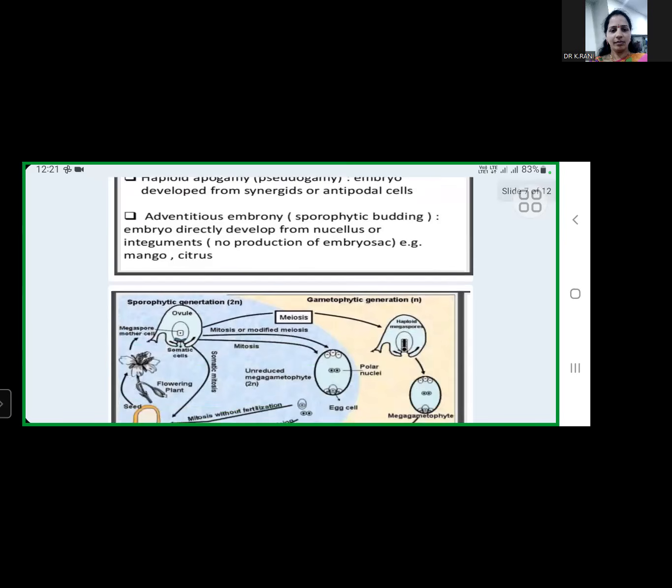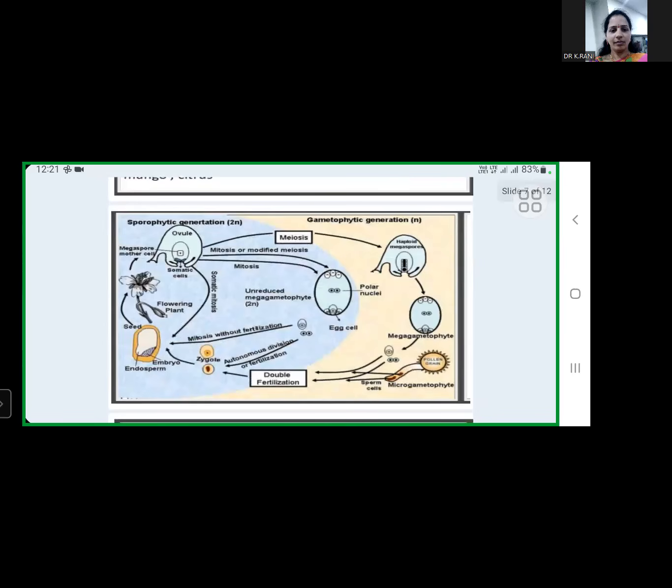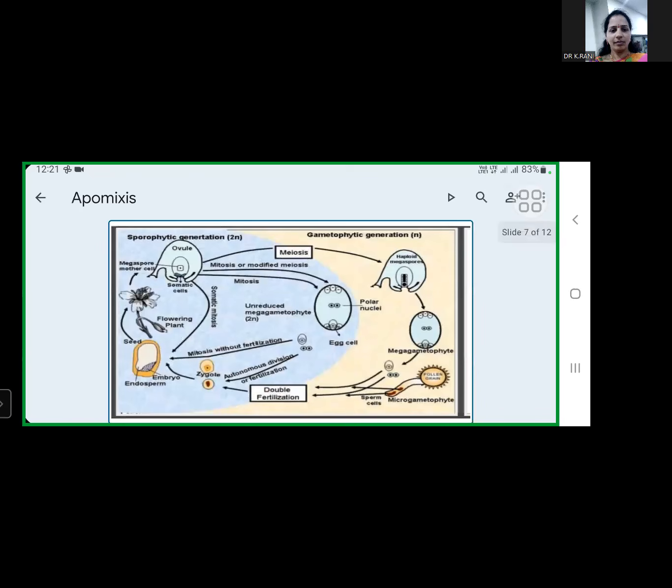You can see here the gametophytic and sporophytic generations. The sporophytic generation is at the 2n stage, but the gametophytic generation is haploid. This alternation of generations occurs in some special plants like Rutaceae and mango plants.